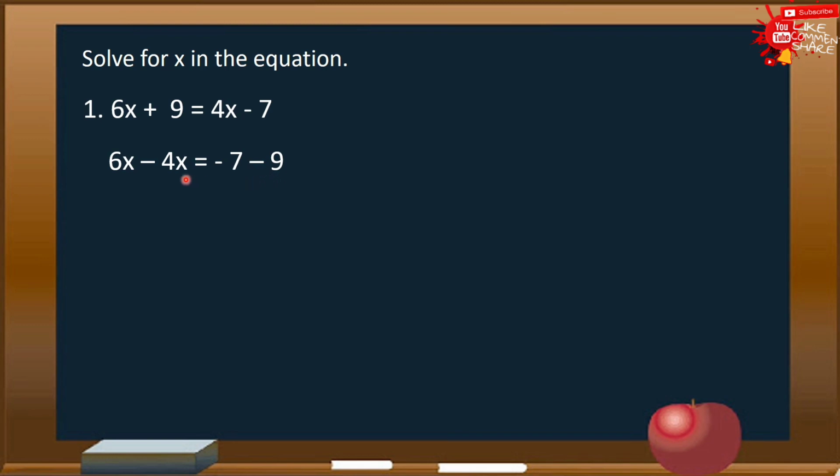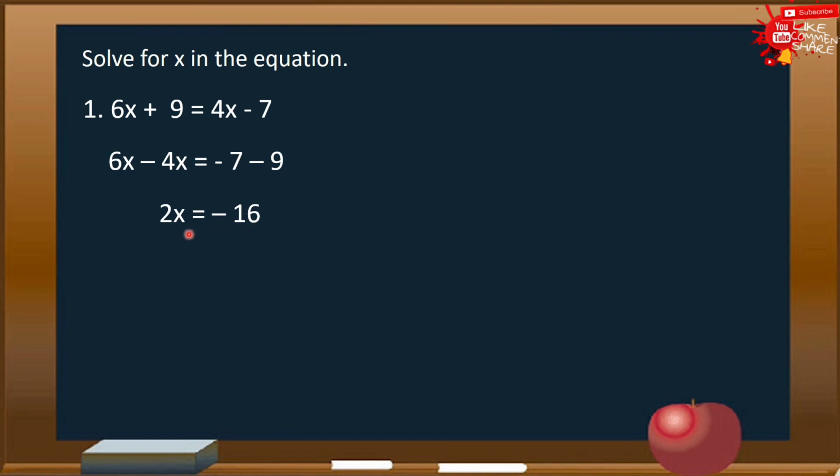Then we combine it because they are similar terms. So we have here 6x minus 4x is equal to 2x. And what is negative 7 minus 9? It is the same with negative 7 plus negative 9. So negative 7 plus negative 9 is equal to negative 16.